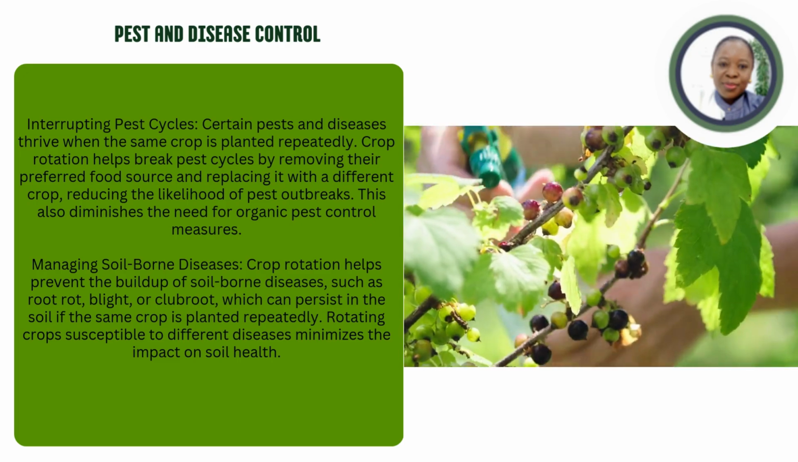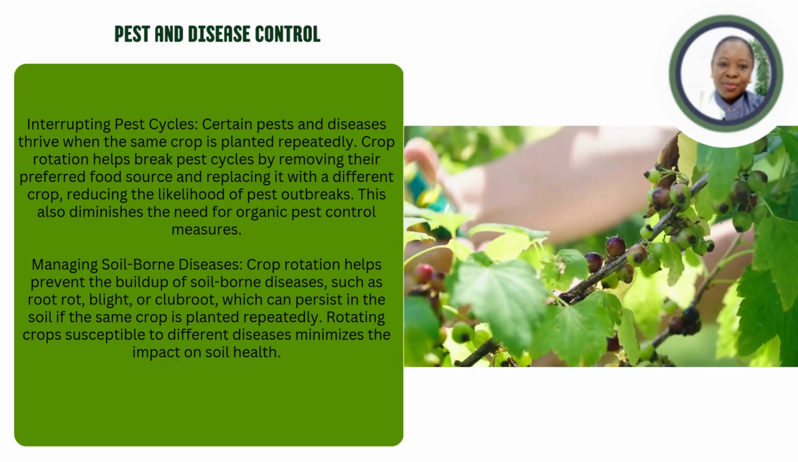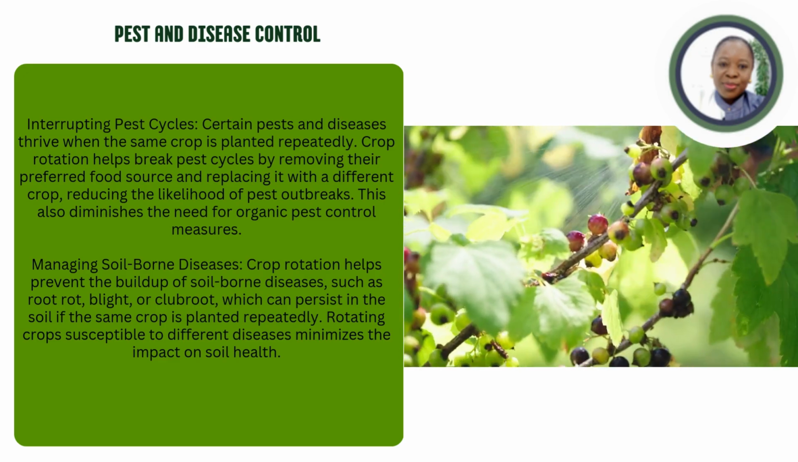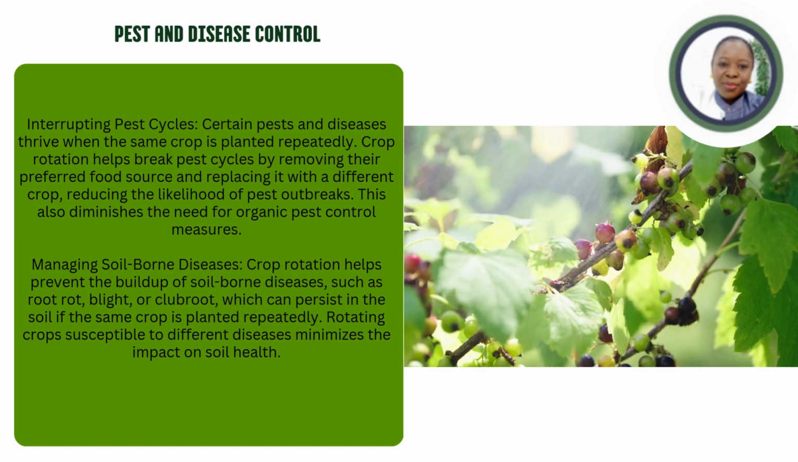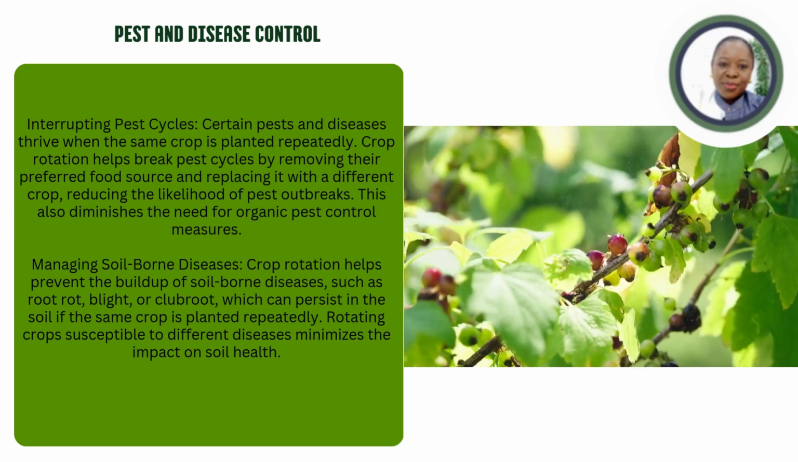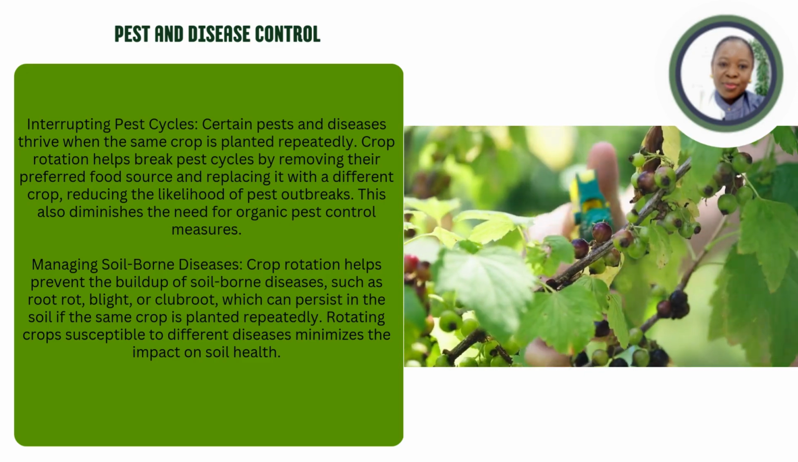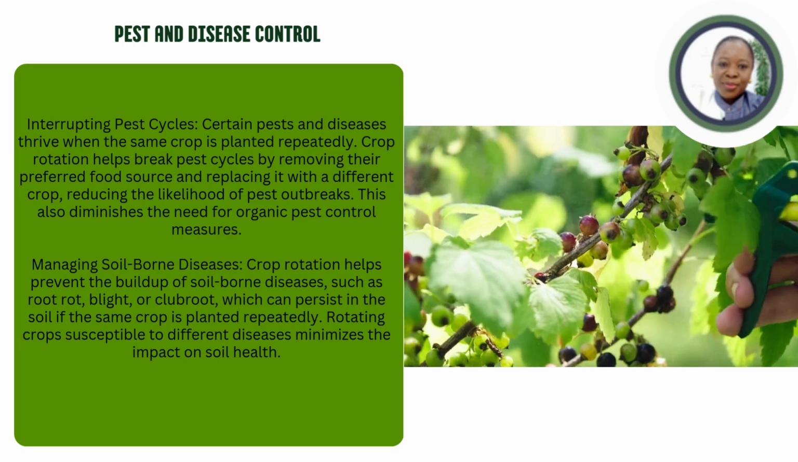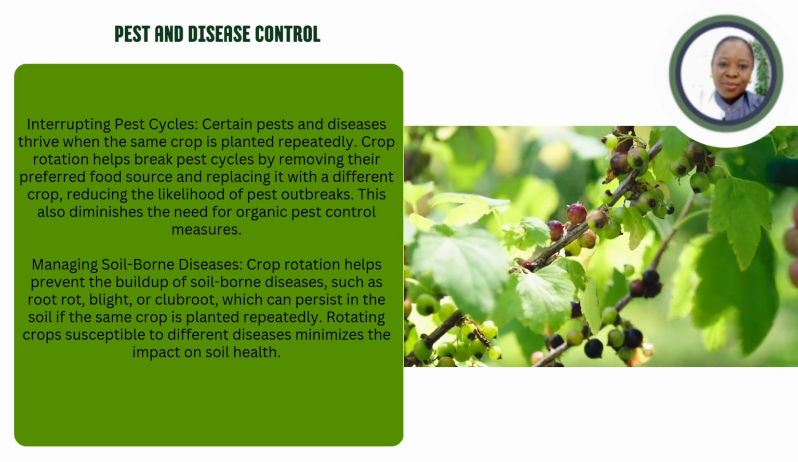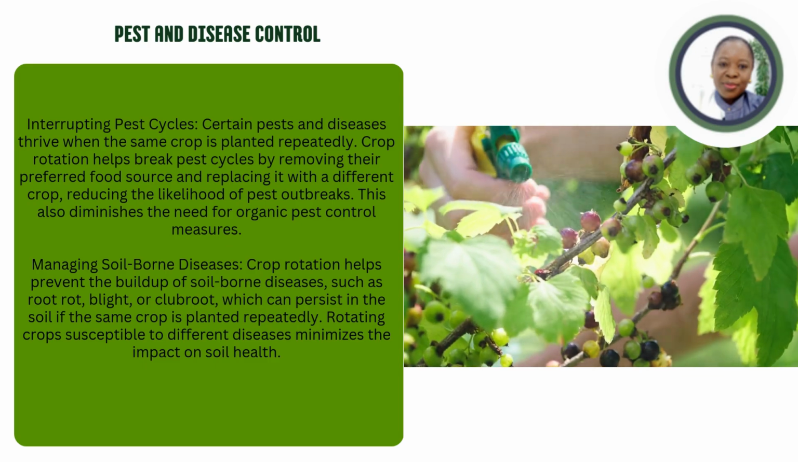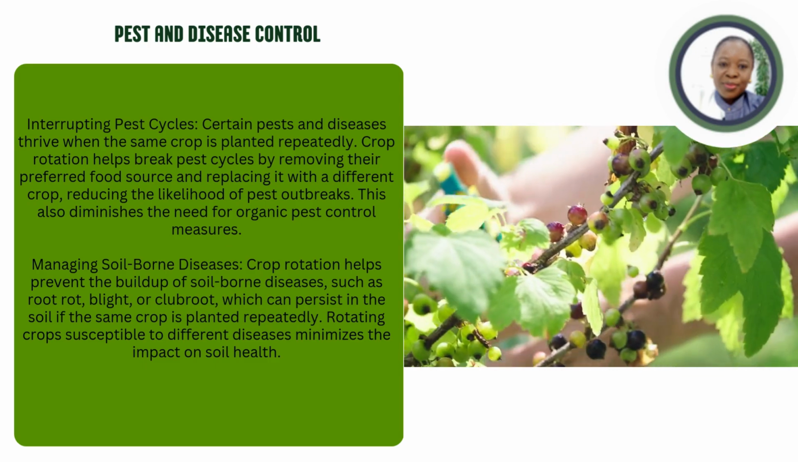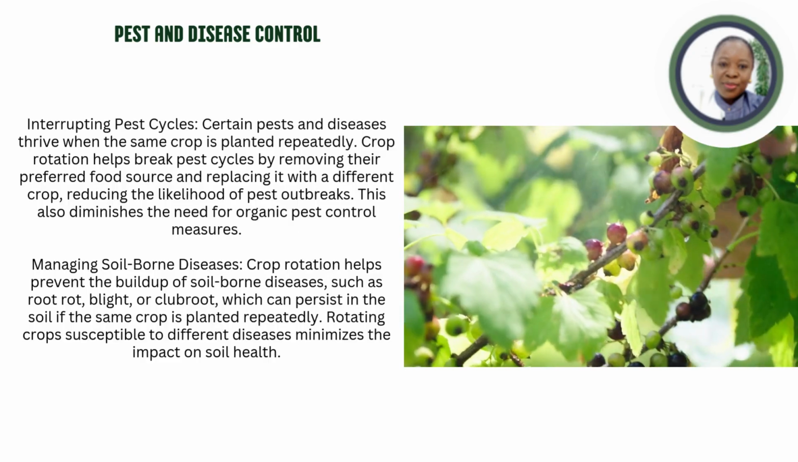Managing soil-borne diseases. Crop rotation helps prevent the buildup of soil-borne diseases such as root rot, blight, or clubroot, which can persist in the soil if the same crop is planted repeatedly. Rotating crops susceptible to different diseases minimizes the impact on soil health.